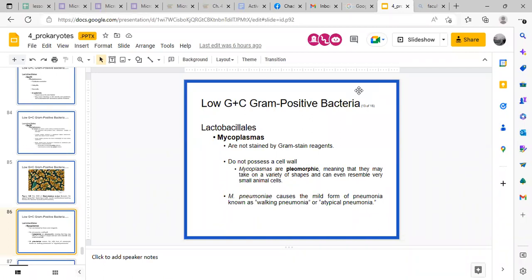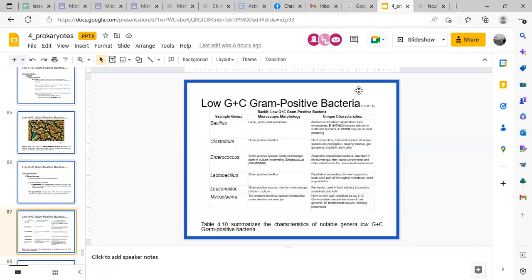Another, you have mycoplasmas, which are not stained by Gram stain reagent. Mycoplasmas are pleomorphic, meaning they can take on several shapes and may resemble animal cells. Under this, you have M. pneumoniae, which can cause a mild form of pneumonia known as walking pneumonia. So these are the low G plus C gram-positive bacteria.